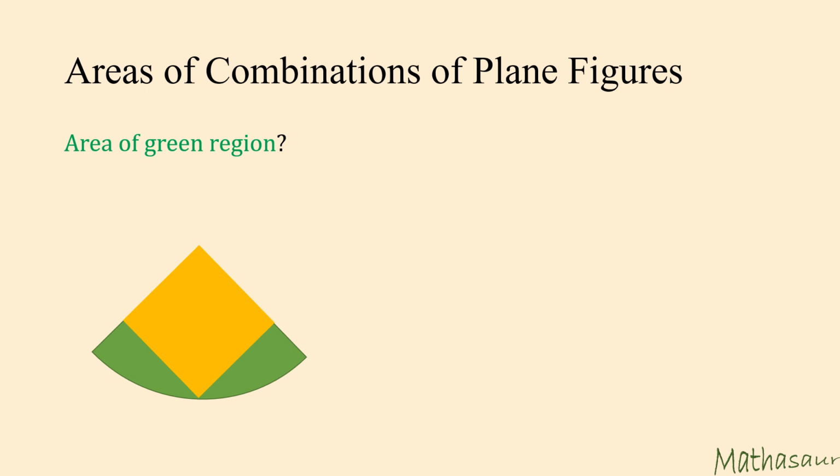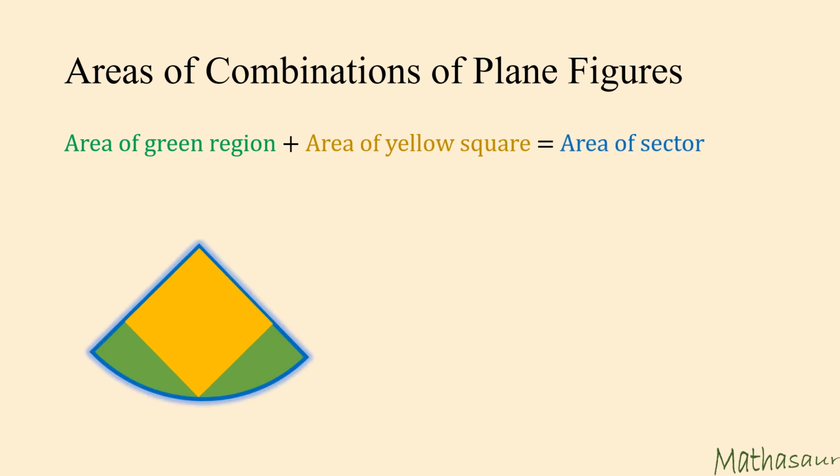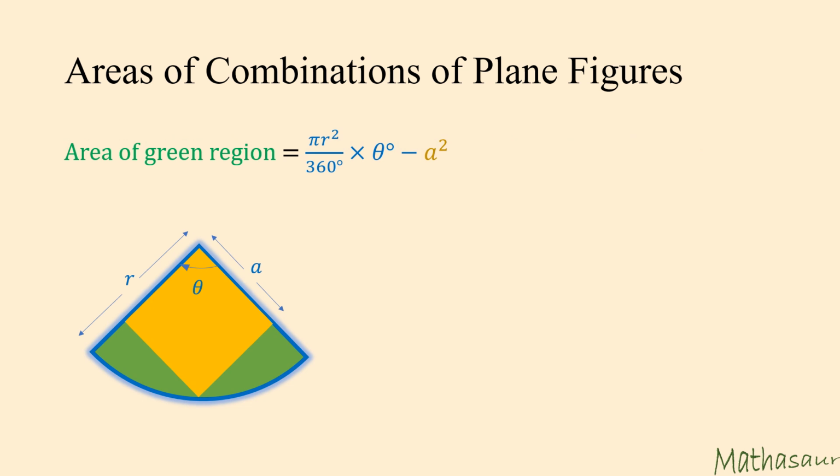How can we find the area of the green region? If we add the area of the yellow square to the green region, then we would get the area of this sector. Let us rearrange the terms and we get the area of the green region as area of sector minus area of yellow square. You could have started with this step, but it needs a little imagination. Now we could easily substitute the formulas for area of sector and area of a square.